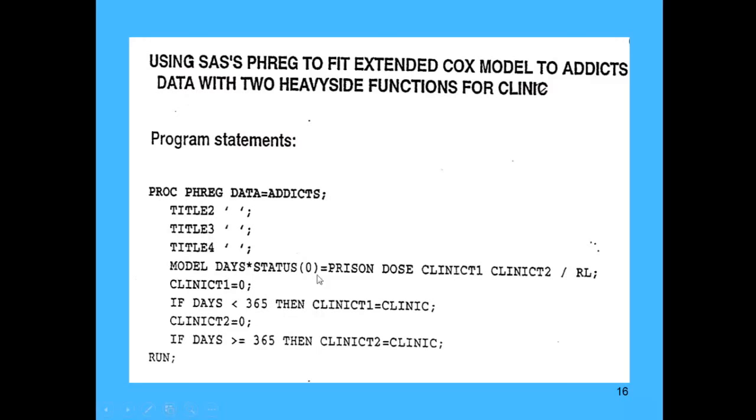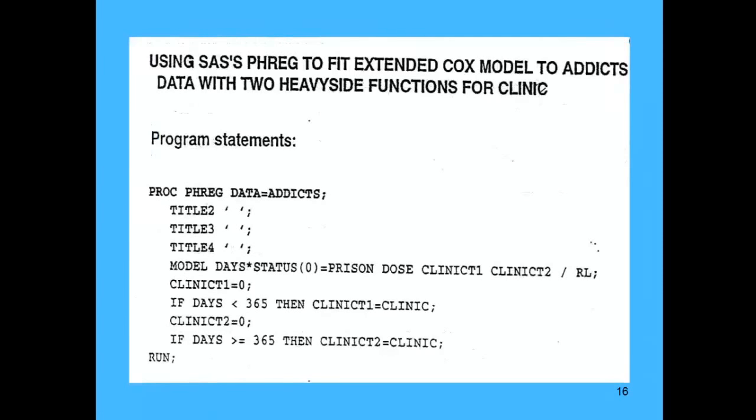I say clinic T1 is 0 if days is less than 365, otherwise it's clinic. And clinic T2 is 0 if days is less than the other cutoff, otherwise it's clinic. So by defining this, I'm defining these two time-dependent variables after the model statement, which is what I have to do. If I did it before the model statement, everything is going to go wrong. I'm not going to get the right answer.